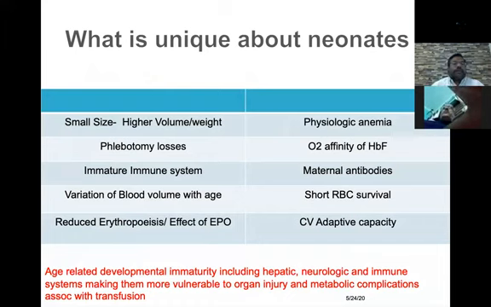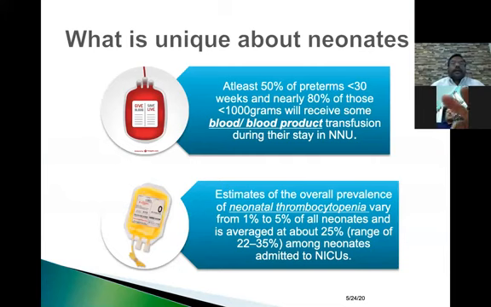In brief, we have higher volume per weight, phlebotomy losses, immature immune system, variation of blood volume with age, reduced erythropoiesis, reduced effect of erythropoietin, physiological anemia, maternal antibodies, reduced RBC survival, and low cardiovascular adaptive capacity. The age-related developmental immaturity, including hepatic, neurologic, and immune systems, makes them more vulnerable to organ injury and metabolic complications associated with transfusions. At least 50% of preterms less than 30 weeks and nearly 80% of those less than a kg will receive some blood or blood product transfusion during the stay in the NICU.